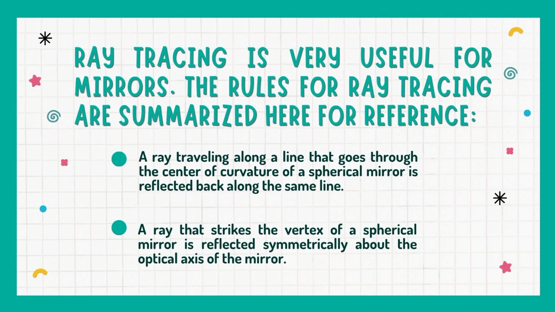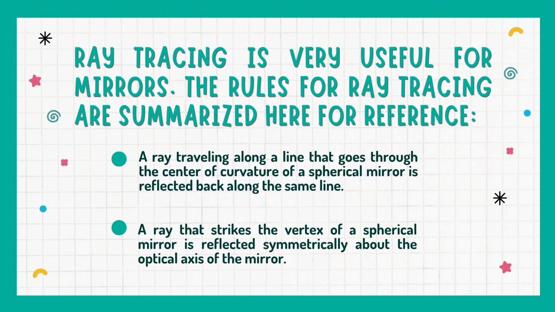Next one, we have: a ray traveling along a line that goes through the center of curvature of a spherical mirror is reflected back along the same line. Imagine you have a shiny ball cut in half. The center of curvature is just the middle point of this ball. Now, if you shine a laser beam towards the mirror, passing through the center of curvature, the light will bounce off the mirror surface and go back along the same line. It's like the mirror is sending the light back exactly the way it came.